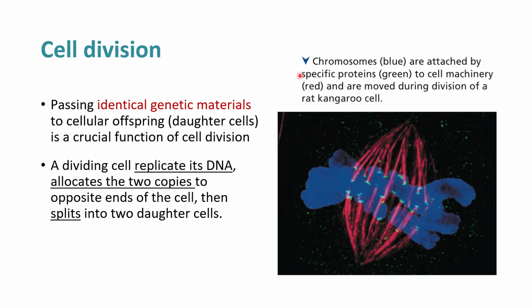Imagine if a newly made stomach cell had lost some of its genes and all of a sudden could no longer produce and secrete digestive juices, or maybe an algal cell lost its ability to photosynthesize. It wouldn't be the same as the parent cell. Therefore, a dividing cell must replicate its DNA and allocate two copies to opposite ends of the cell before splitting itself in two, to make sure both daughter cells carry the exact DNA the parent cell has.